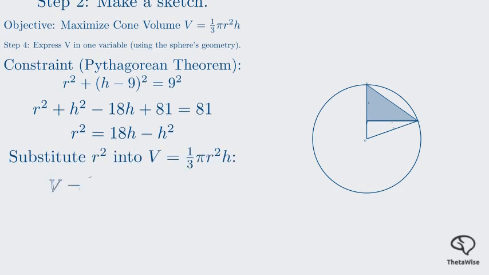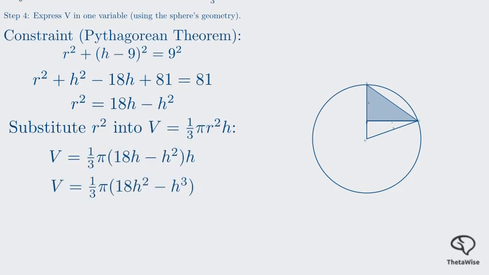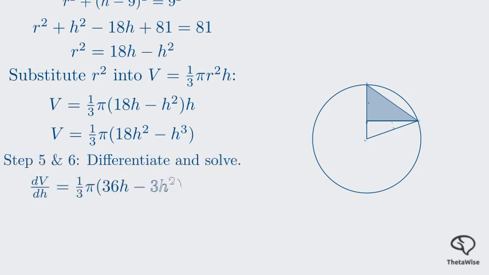This is our constraint, giving us r squared in terms of h. Now substitute this into our volume formula. V equals 1/3 pi times (18h minus h squared) times h. Expanding this gives V equals 1/3 pi times (18h squared minus h cubed). This is our function to optimize. Differentiate V with respect to h. The derivative, dV over dh, is 1/3 pi times (36h minus 3h squared).